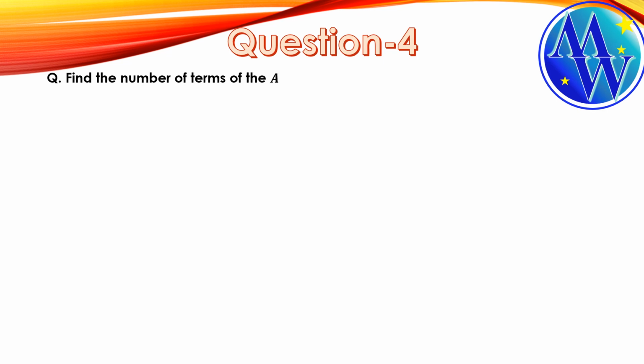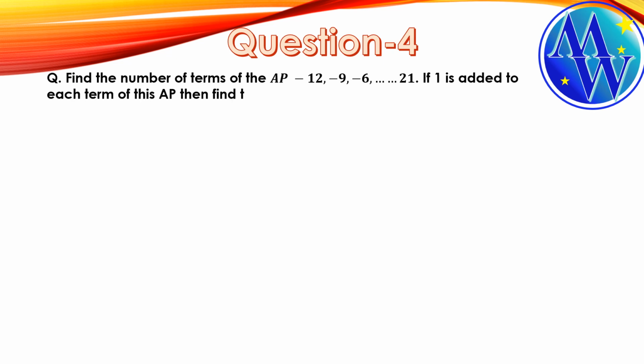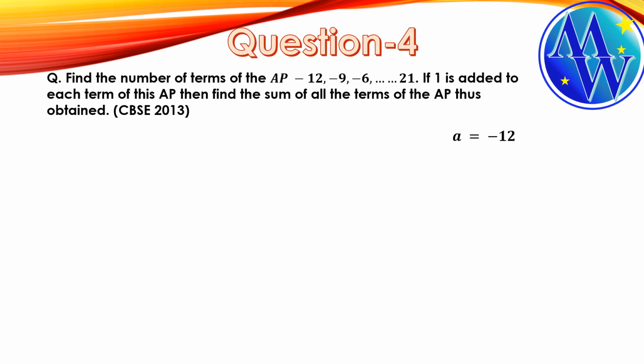Find the number of terms of the AP minus 12, minus 9, minus 6, etc., 21. If 1 is added to each term of this AP, then find the sum of all the terms of the AP thus obtained. Okay. First we write down the given values. First term A is minus 12. Last term is 21. And D equals minus 9 minus (minus 12), right? Which is minus 9 plus 12, which equals 3.